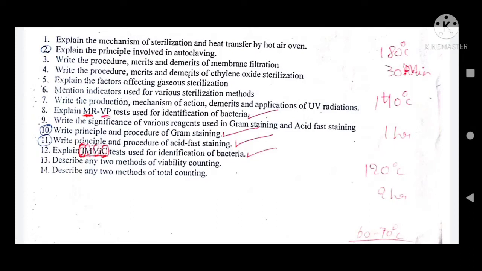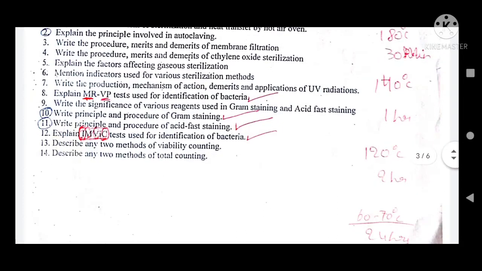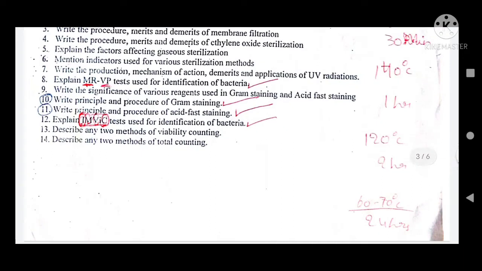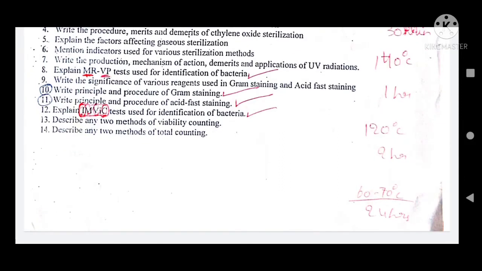Explain MRVP test used for identification of bacteria. Very 110% important question. Write the importance of various reagents, meaning the significance of various reagents used in gram staining and acid fast staining. Then the 10th one is write principle and procedure of gram staining. 11th, write principle and procedure of acid fast staining. Explain IMViC test used for identification of bacteria.